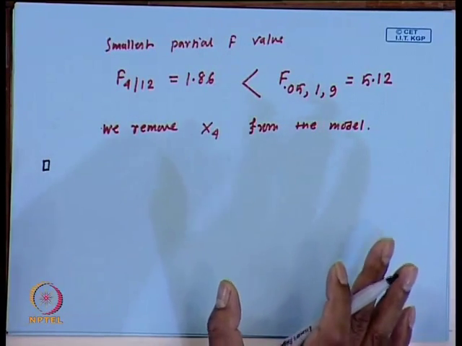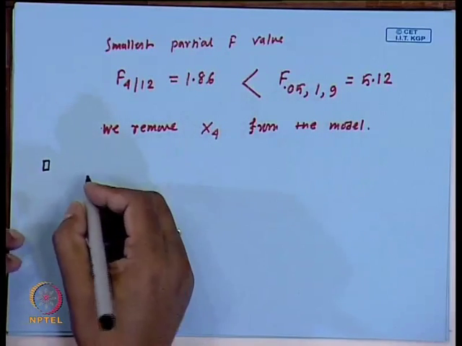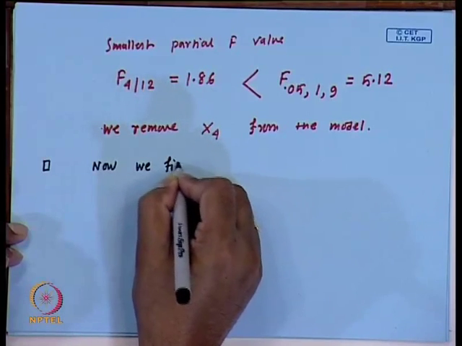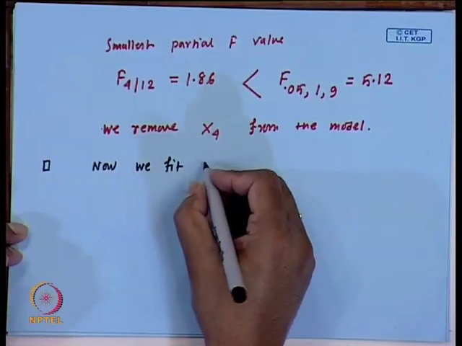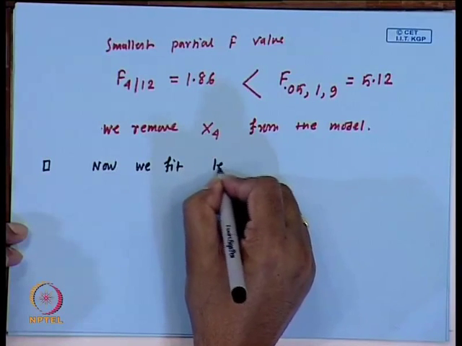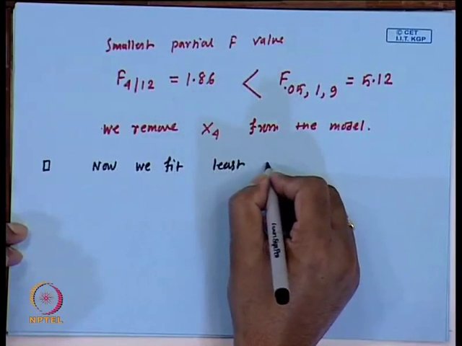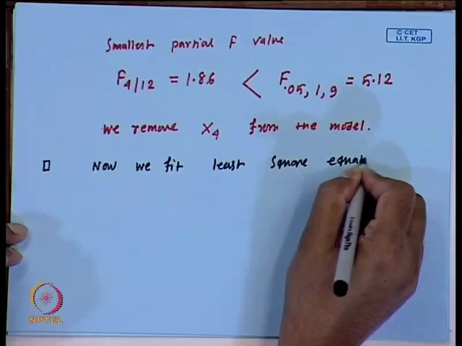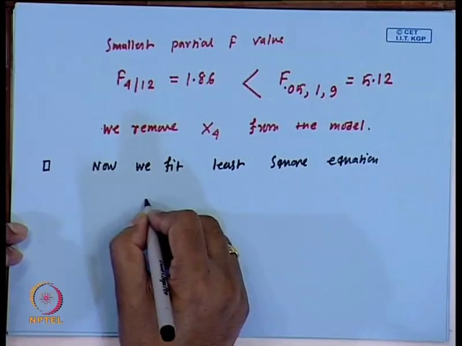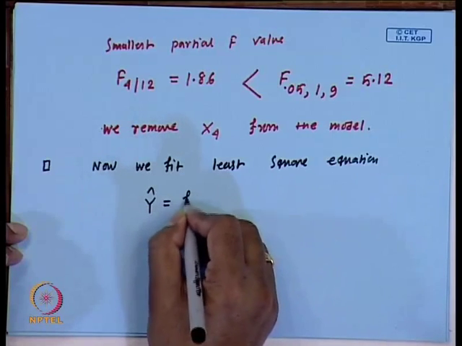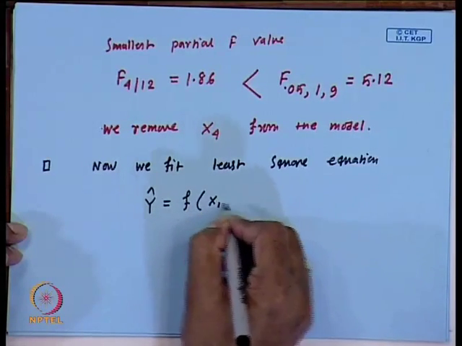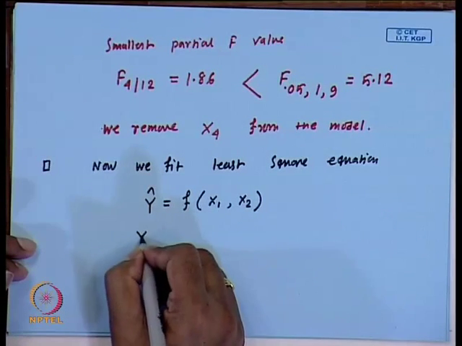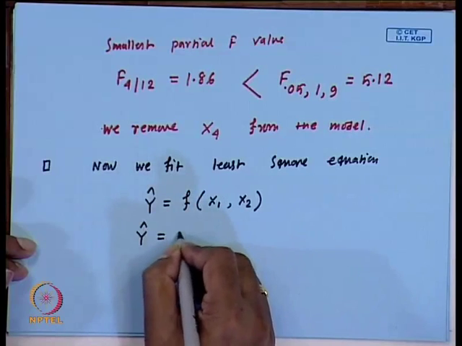Now, we are left with x1 and x2. So, we fit the least square equation y hat equal to f of x1, x2, and this y hat is going to be equal to.